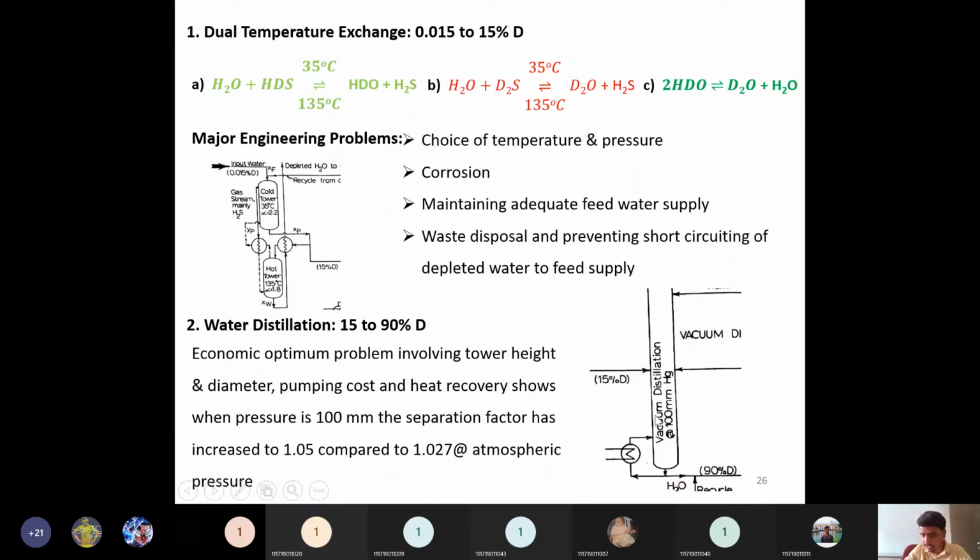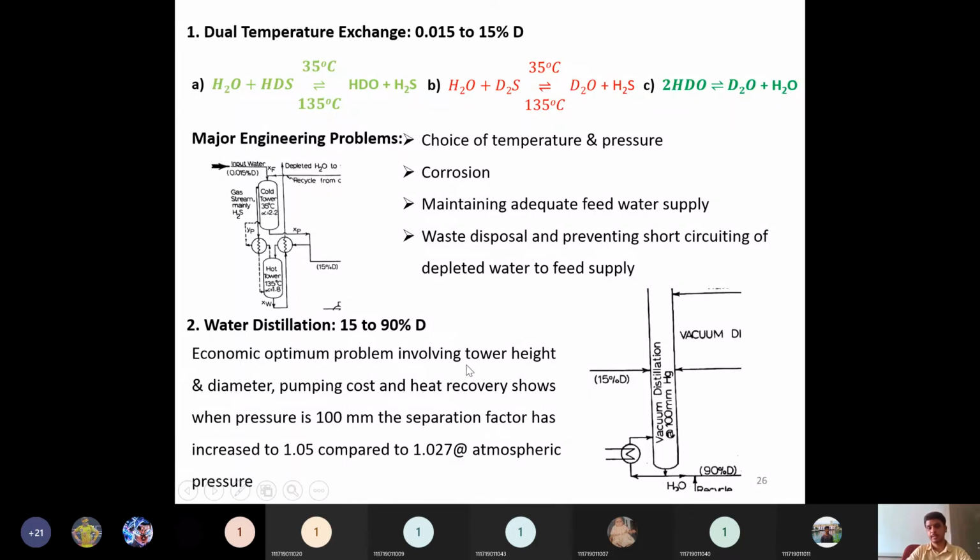Why do we have to use vacuum distillation? That is the explanation of this one. If you decrease the pressure to subatmospheric pressure, meaning 100 mmHg, your separation factor is around 1.05. Whereas if you perform the same operation in normal or atmospheric distillation, your separation factor is around 1.027. So the separation factor is lower at normal atmospheric pressure, but at subatmospheric pressure it is very high. That's the advantage of using vacuum distillation instead of normal distillation.